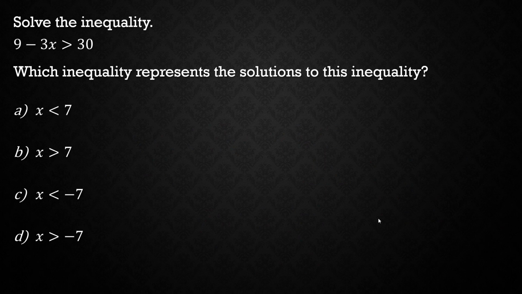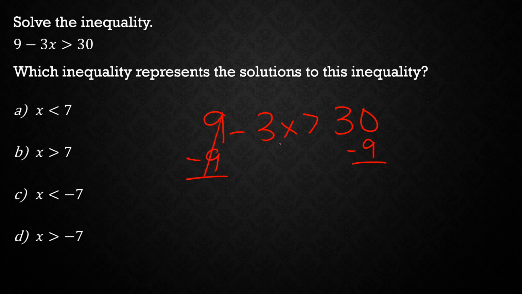Our next question wants us to do some more solving. So we're going to solve some inequalities here. I'm going to rewrite this down here. 9 minus 3x is greater than 30. So let's start by getting rid of this 9. This minus sign is still attached to my 3, so I have negative 3x. And 30 minus 9 is going to be 21.